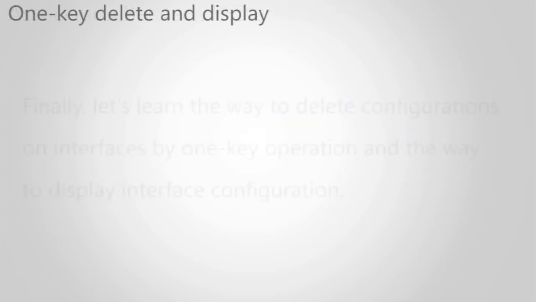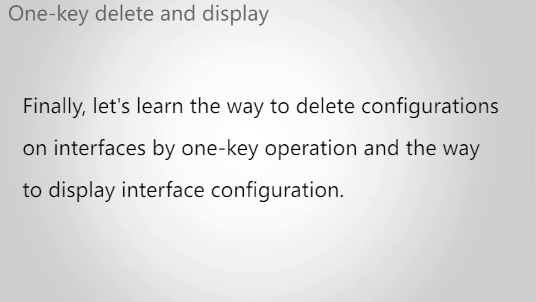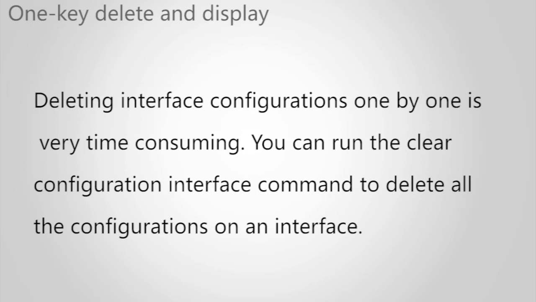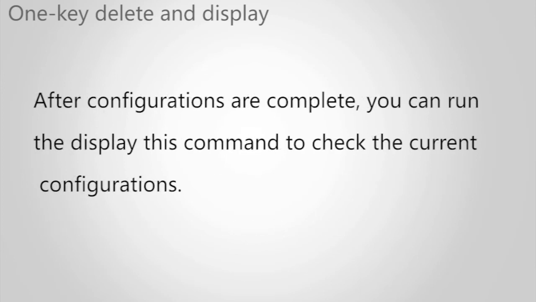Finally, let's learn the way to delete configurations on an interface with one key operation and the way to display interface configuration. Deleting interface configurations one by one is very time-consuming. You can run the clear configuration interface command to delete all the configurations on an interface. After configurations are complete, you can run the display this command to check the current configurations.